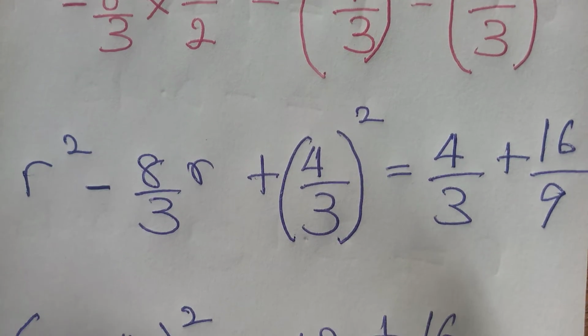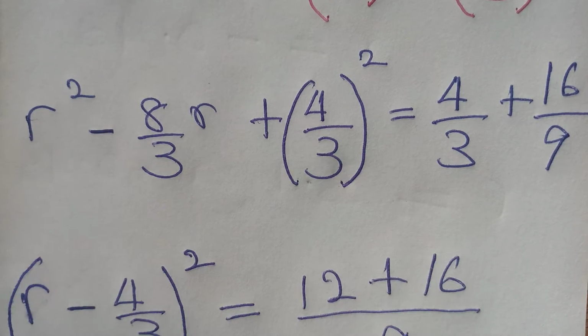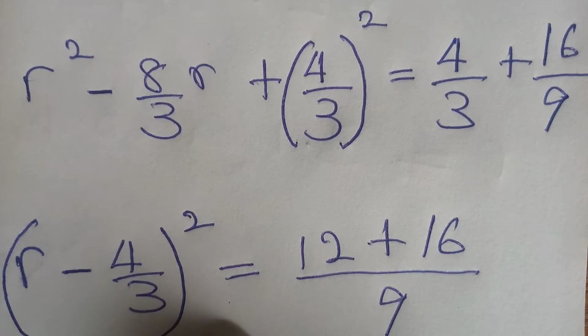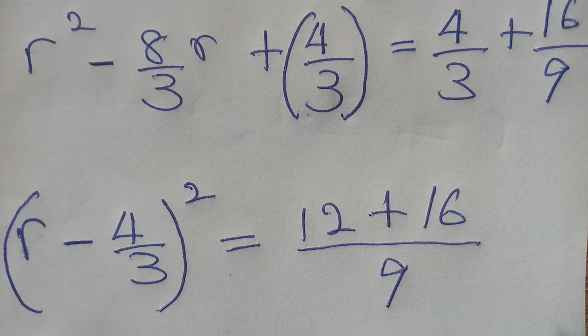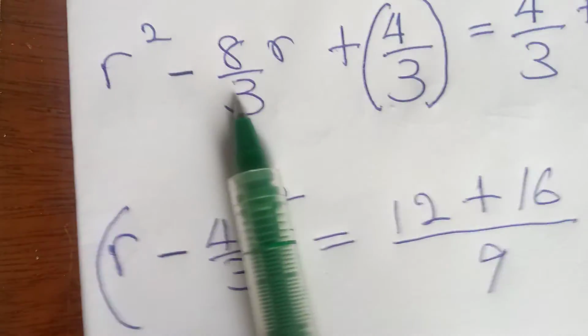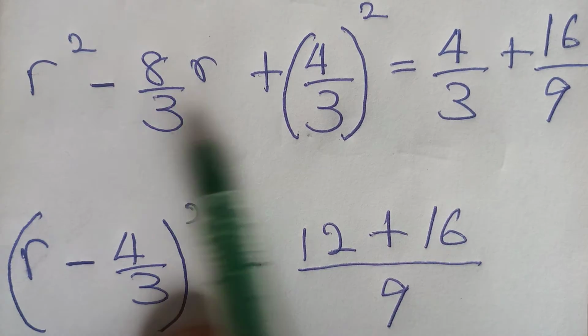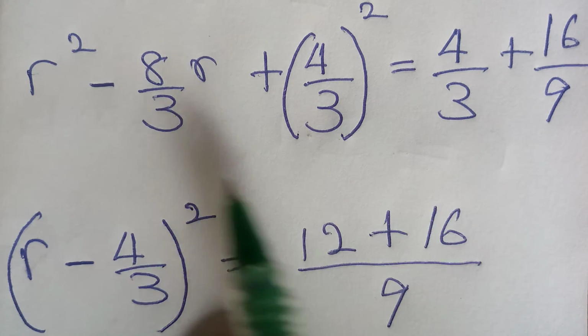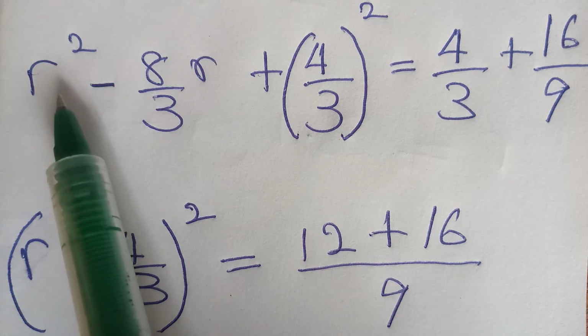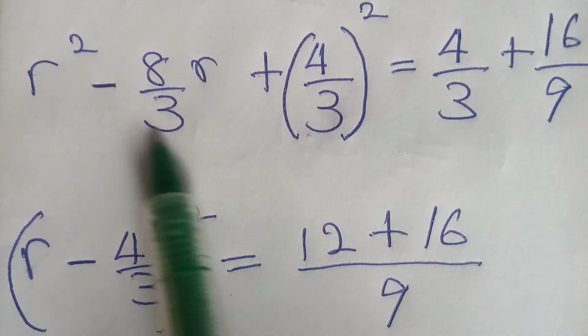What is the next procedure? The next step here will be to simplify. I will simplify the left hand side as well as the right hand side. On my right, I will write the right hand side of this equation.